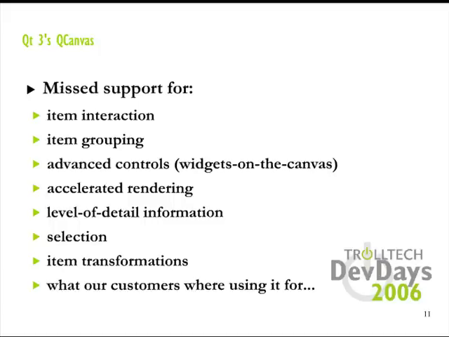Now, on the other side of that, you have the fact that if you're zooming in on your data set, you're viewing it, and you're zooming out and out and out, the data becomes smaller and smaller, and the details become less visible. So you might want to skip drawing some things because they won't be visible anyway. This is like level of detail. And that information was not available in the old QCanvas. Same with selections and item transformations.